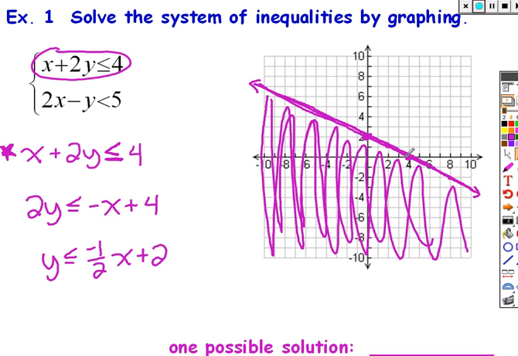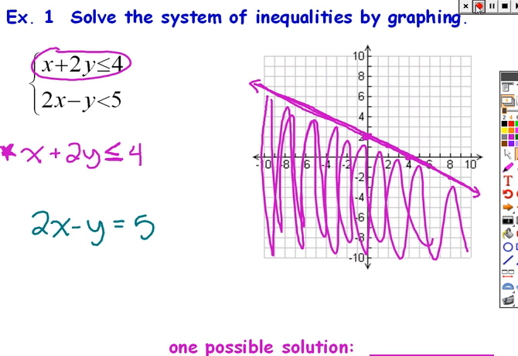So if I wanted to graph that line 2x minus y equals 5, for the second equation, let's just look at if this were 2x minus y equals 5. I maybe would solve for y here, or I could find the x and y intercepts. Same thing if this is 2x minus y is less than 5. I'm just going to go ahead and solve for y, rewrite this so it looks like it's in slope-intercept form.